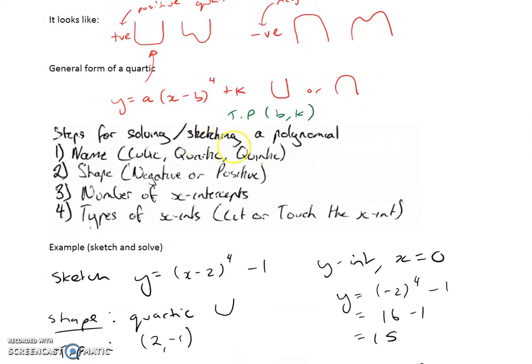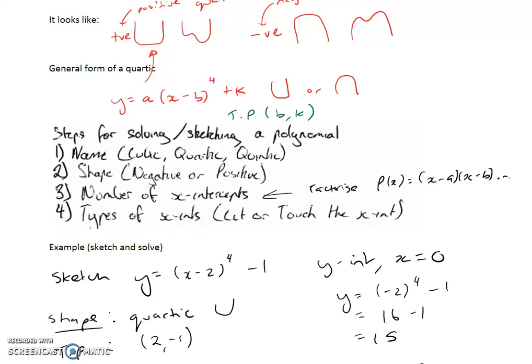Steps of solving a polynomial. First you should name it. Is it a cubic, a quartic, a quintic, a linear, whatever? Then identify the shape as negative or positive. Look at the x-intercepts, so you need to factorize, or get it in factorized form, to get your polynomial to look something like this, and so on, whatever it is. And the type of x-intercepts.